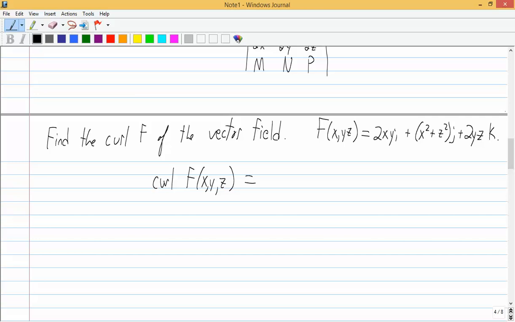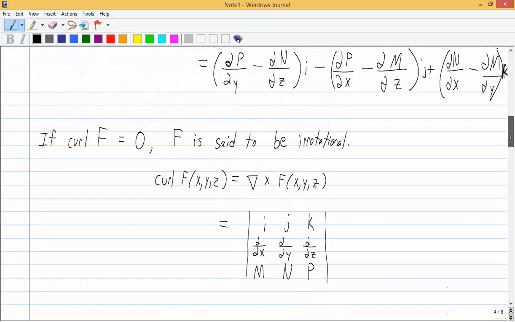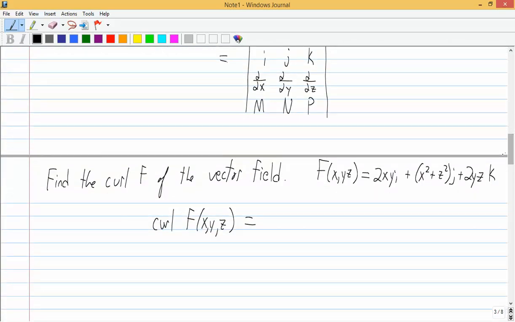So you can do it the longer way by doing the 3 by 3 determinant, or you can just follow the formula. That's the quickest way. And remember, your M is what's in front of i, your N is what's in front of j, and your capital P is what's in front of k. Alright, so we want the partial of P with respect to y. That's going to be 2z minus the partial of N with respect to z.